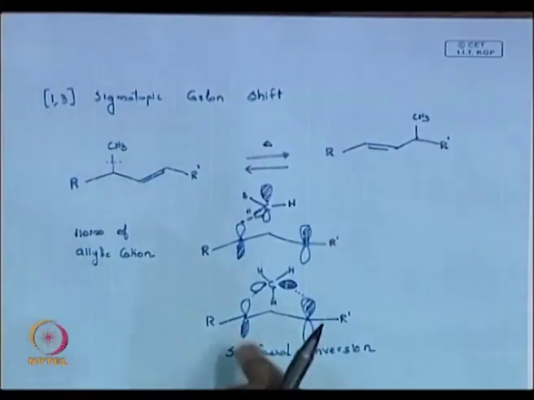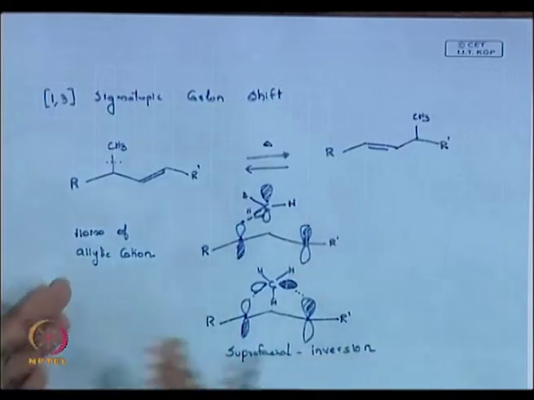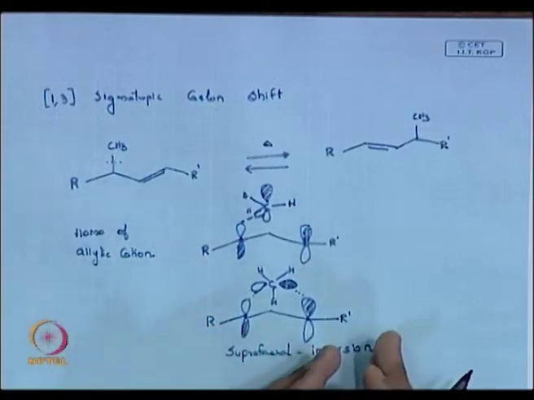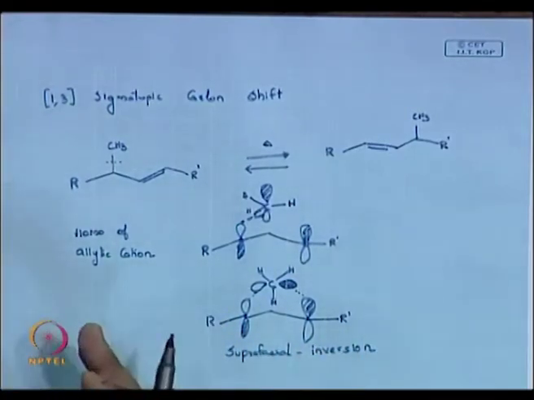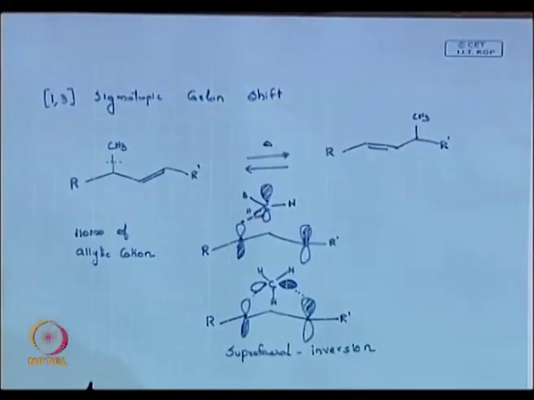But in the case of methyl, the carbon is not chiral, so there is no question of it. I am just taking a simpler example. If it is x, y, z, it will be clear, but we are not seeing the difference. Actually it happens with suprafacial inversion, but you are not observing it in the product. If instead of methyl you have a chiral carbon, definitely you can observe the suprafacial inversion clearly from the product.